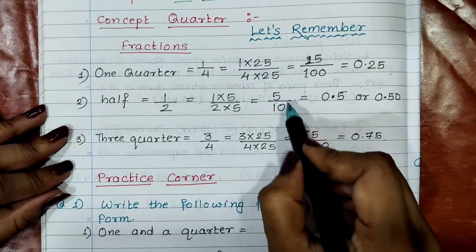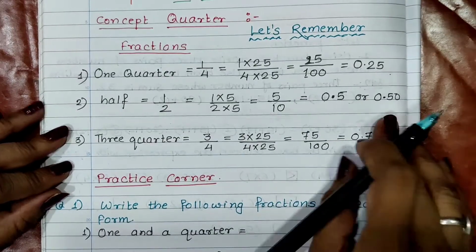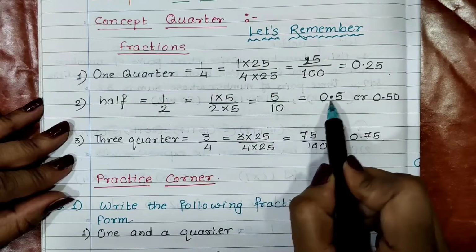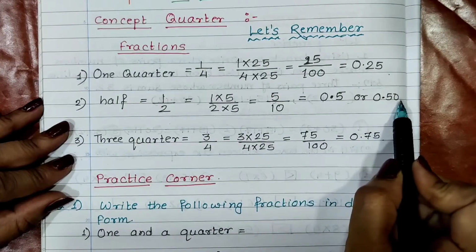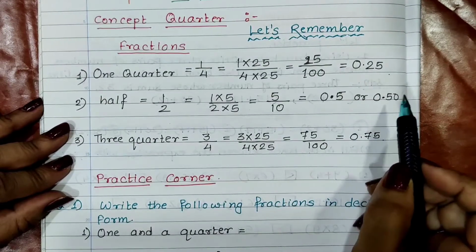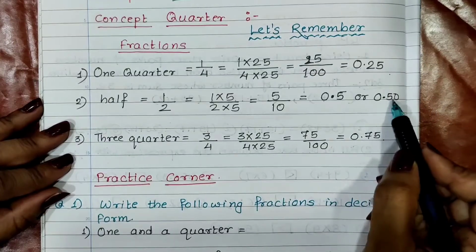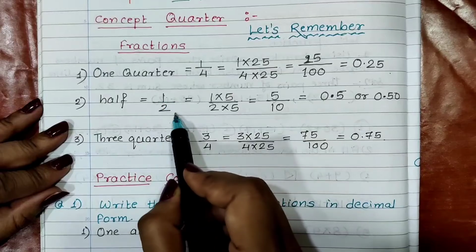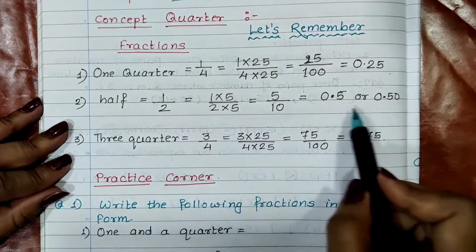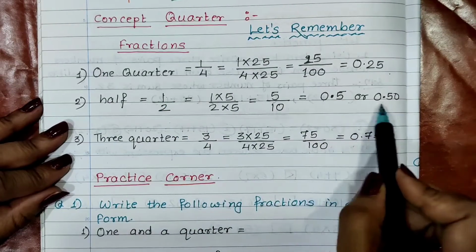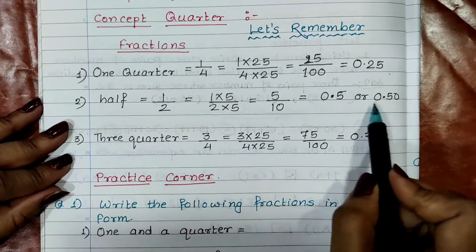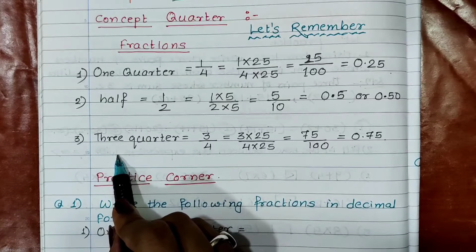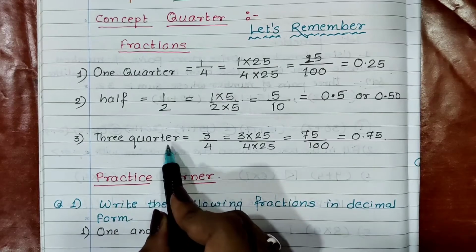5/10. So 5/10 can be converted into a decimal fraction as 0.5. Upon 10 means 0.5. And after 0.5, if you put a 0 also, it doesn't have any value, so you can write 0.50 also. So half means 1/2 as a simple fraction, and as a decimal fraction it is 0.5 or 0.50. Now the third fraction which you all have to remember is 3/4.